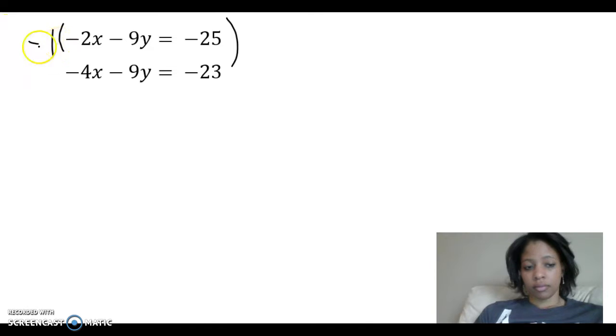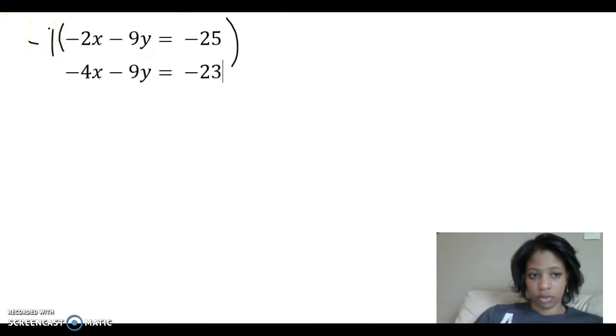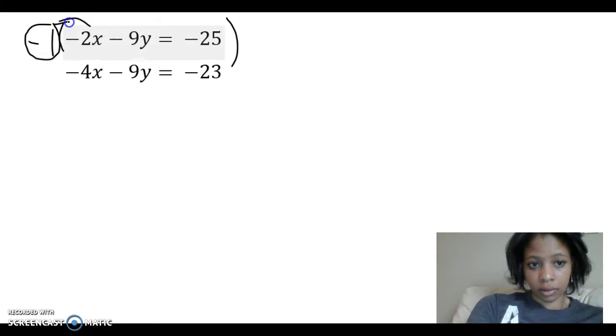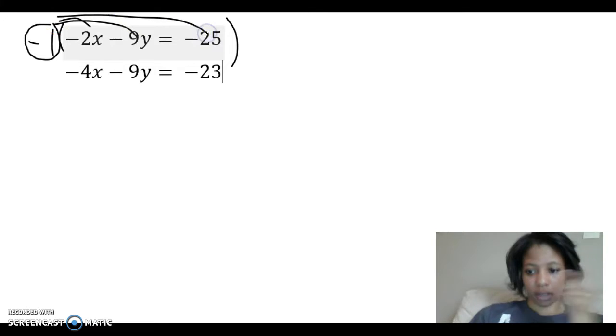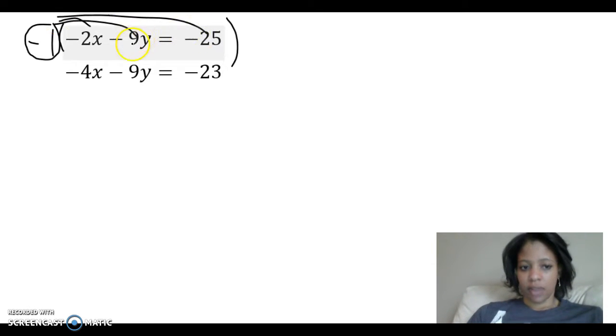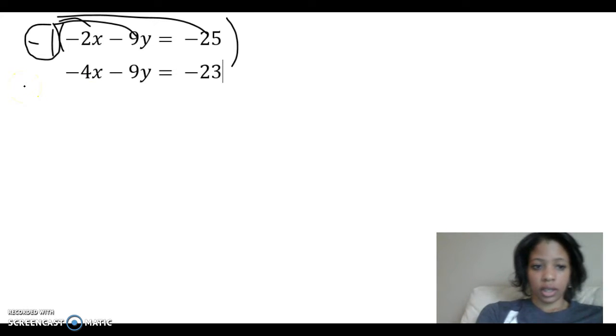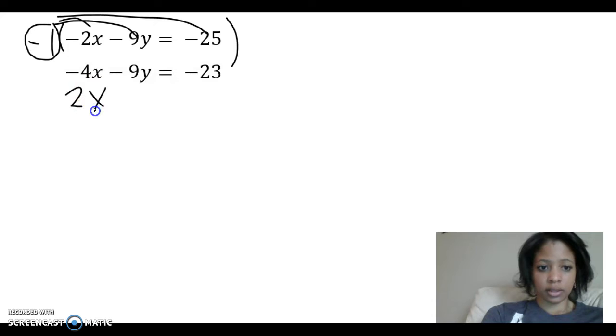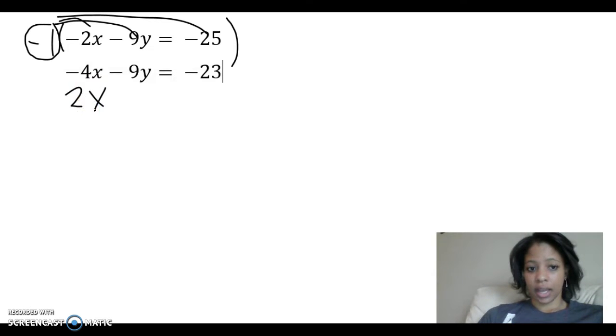But when I rewrite it, first we need to remember we're distributing this -1 to everything in the equation, even on the other side of the equal sign. Okay? And then I'm just going to rewrite it underneath right here. So -1 times -2 is going to give us positive 2x. And then -1 times -9y is going to give us positive 9y. Equals -1 times -25, which is going to give us positive 25.